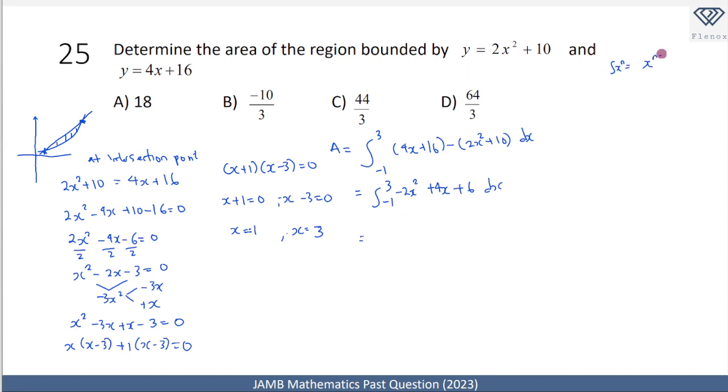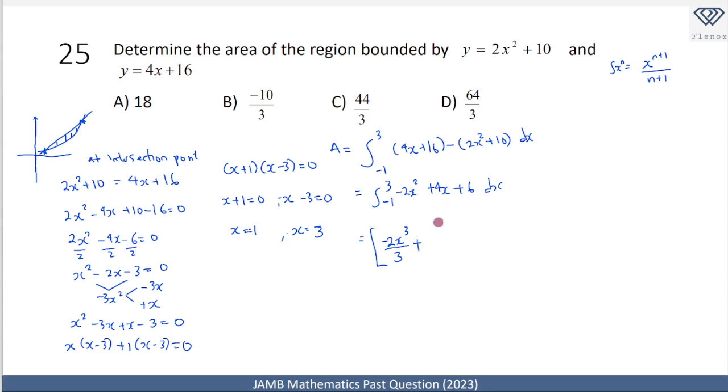X raised to power n plus 1 over n plus 1. So in this case, the integral of minus 2x squared is going to be minus 2. Then I'm going to raise the power by 1. 2 plus 1 becomes 3. Then I'm going to divide it by that power, 3.